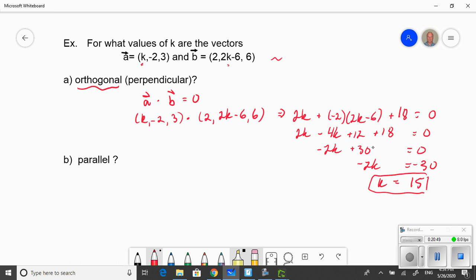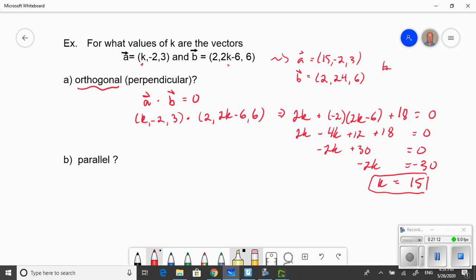So when k equals 15, that would be the vectors. A would be 15, negative 2 and 3, and B would be 2, and 2 times 15 is 30 minus 6 is 24, and 6. So these two vectors are perpendicular.